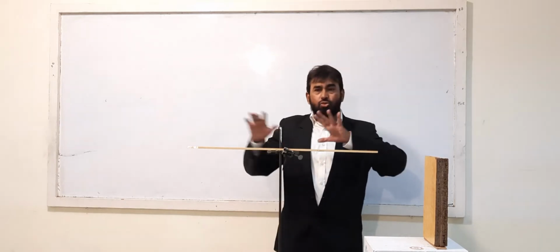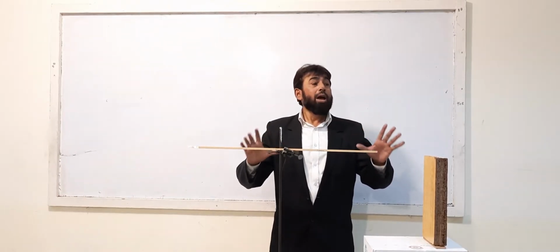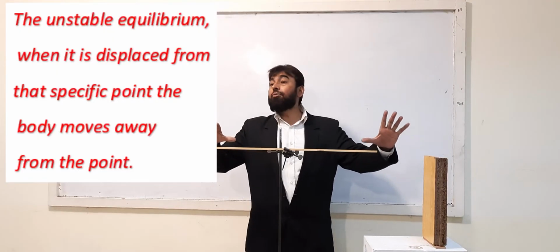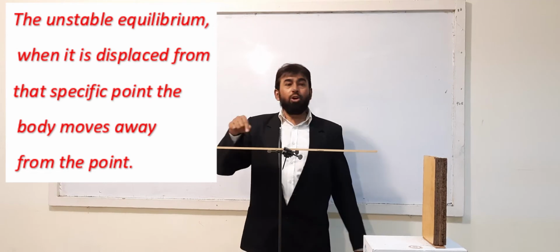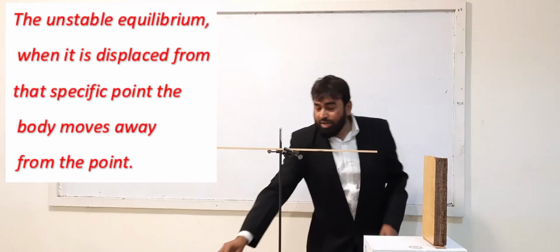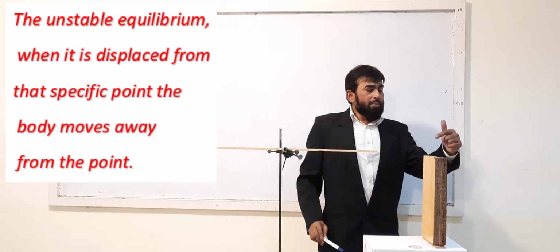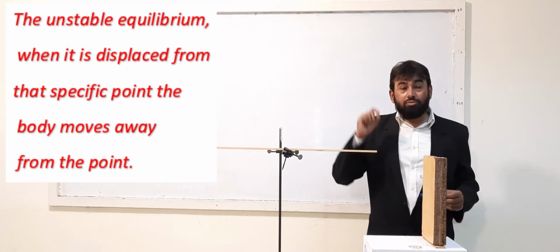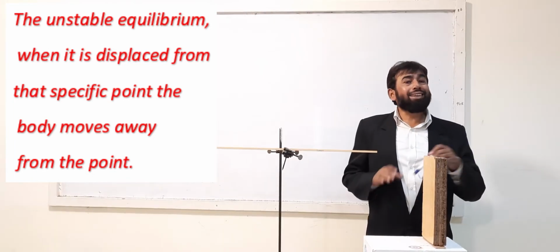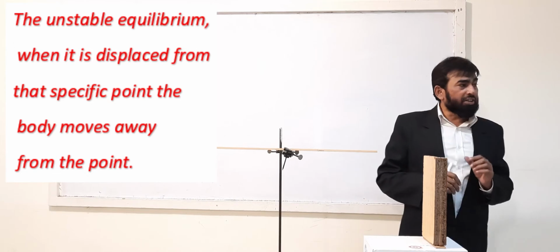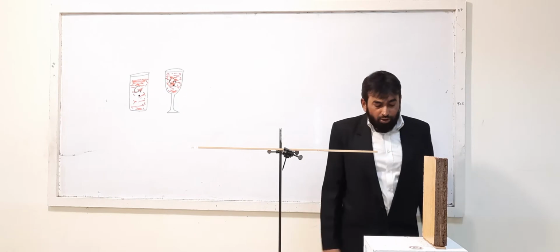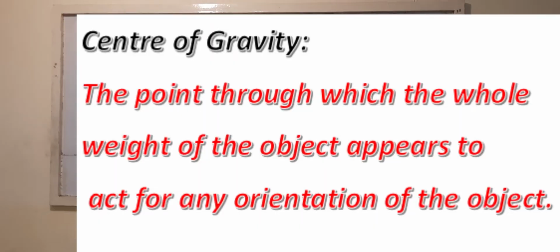Here you can see that these two bodies are in a state of equilibrium, but what type of equilibrium is it? These two bodies are in the state of unstable equilibrium. Why is it unstable equilibrium? Because when we apply a little force on it, it will not regain its previous orientation. And we also discussed what is center of gravity?